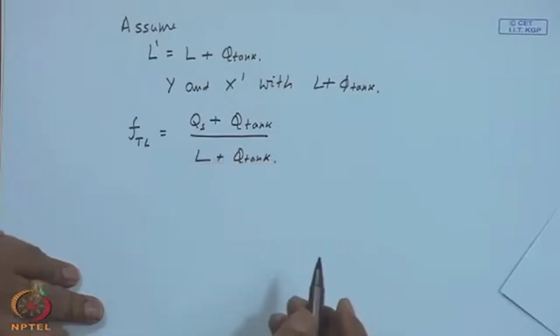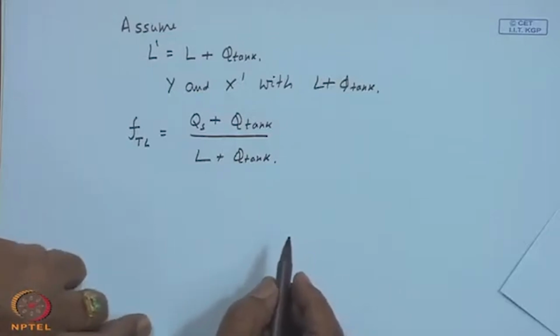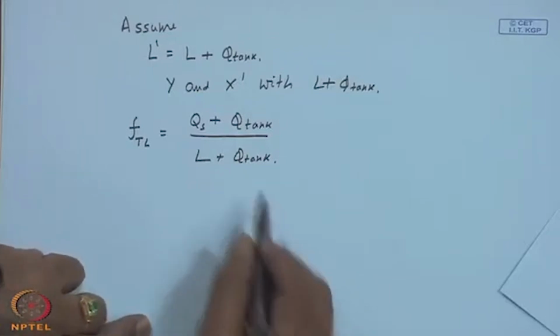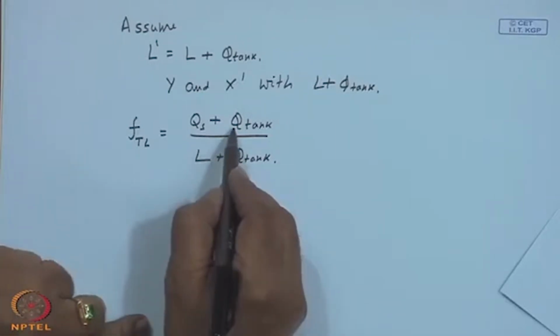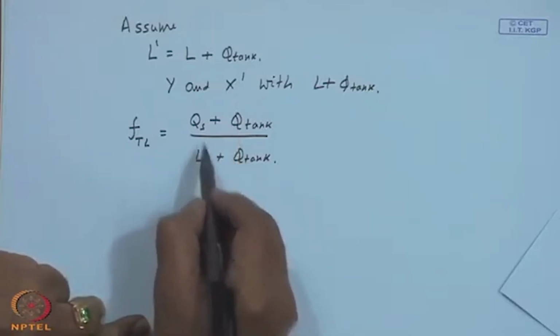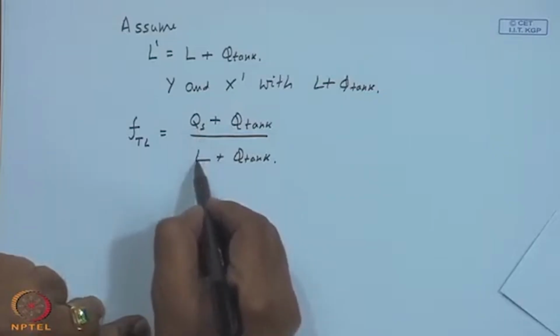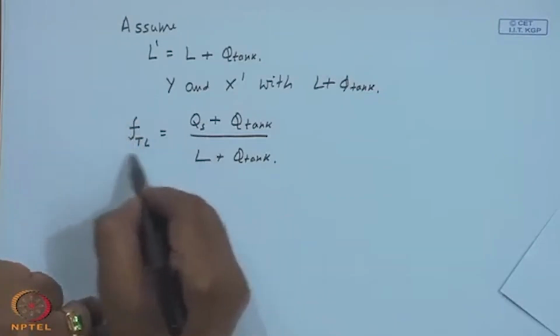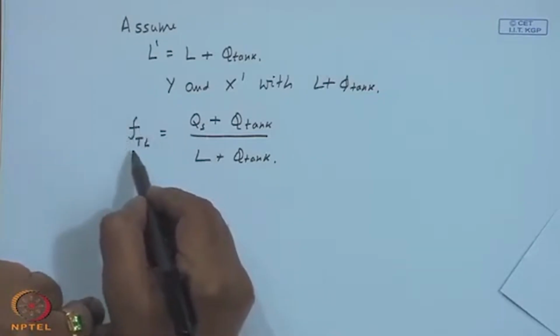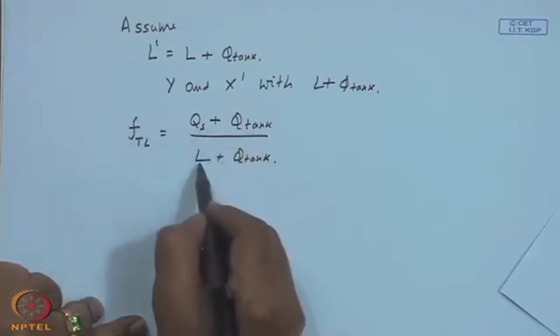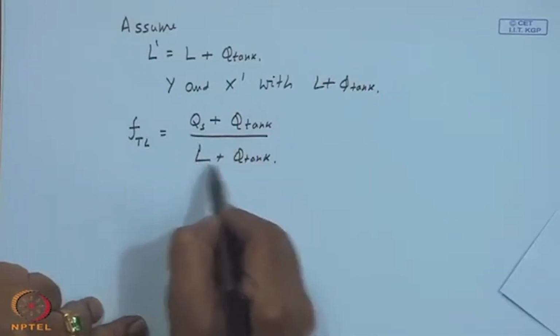We have not deviated from our original definition, except we realize that Q tank has been fully met and has to be fully met, and the load on the system is L, and Qs is the amount of energy that is going to meet the load on the system L. So, consequently, the load fraction that I obtain will be Qs plus Q tank by the total load now being L plus Q tank.